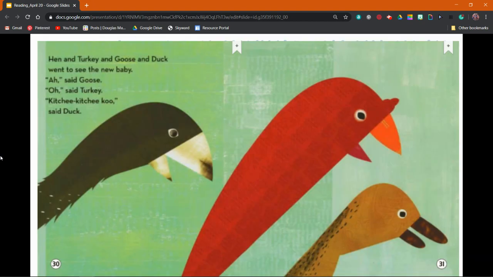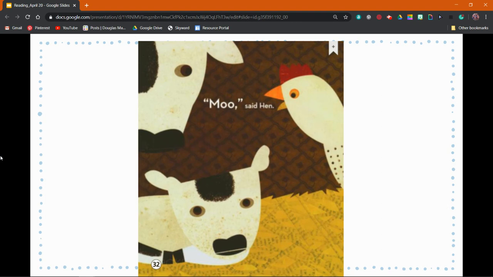Hen and Turkey and Goose and Duck went to see the new baby. Oh, said Goose. Oh, said Turkey. Kitchy, kitchy, coo, said Duck. Moo, said Hen.